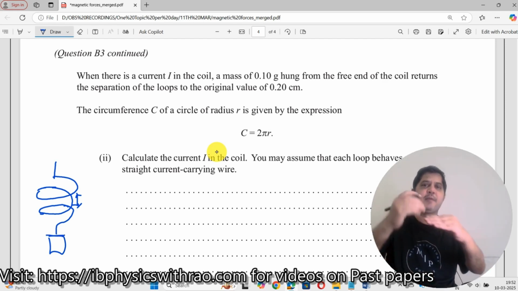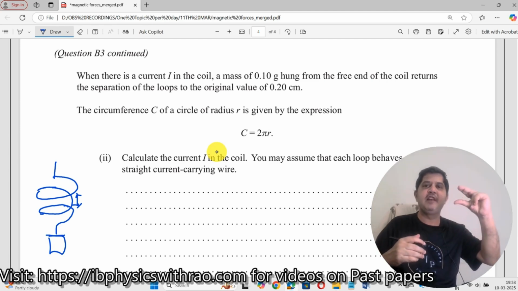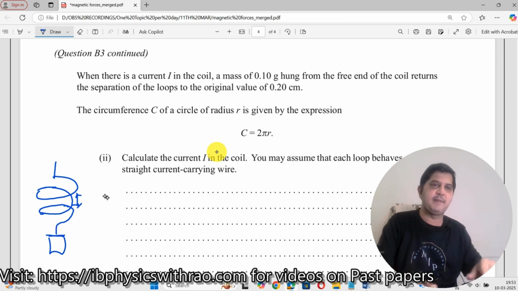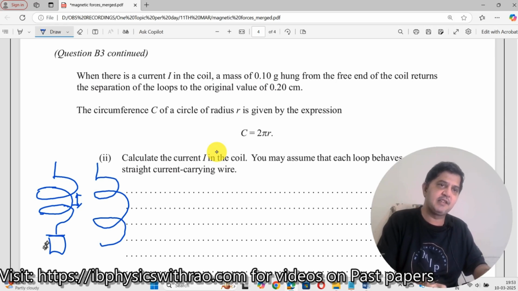When I add a weight, what will happen? The coils which were like this will now start expanding like this. As a result, the coil becomes, as usual, this big over here. See, earlier this was the case without a mass. Without a mass, when there was a current passing like this, there was the new distance d dash.